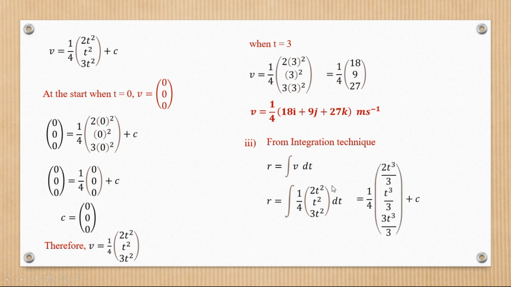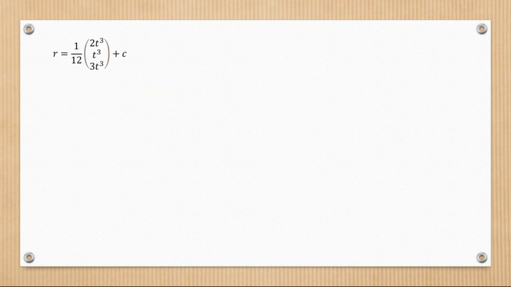So when you integrate that, integrate this 2t squared and you have 2t cubed over 3. Integrate t squared and you have t cubed over 3. Integrate 3t squared and you have 3t cubed over 3. As I can already see, I can extract out a third from there. And I know a third times 1 over 4 will give me 1 over 12. So I'll have r as 1 over 12 times that.